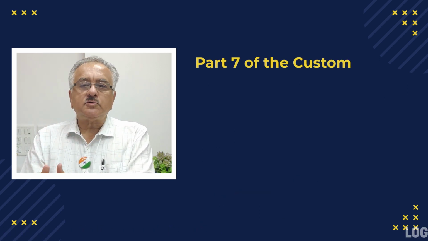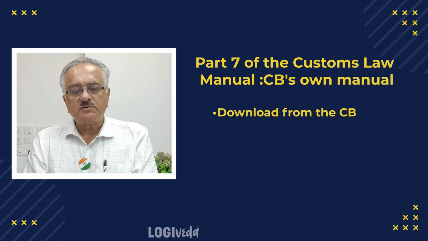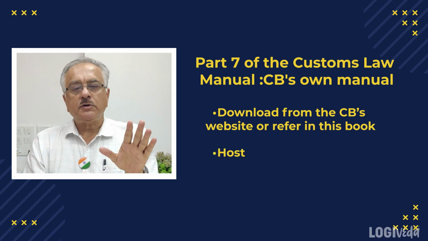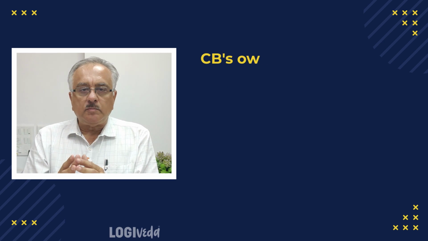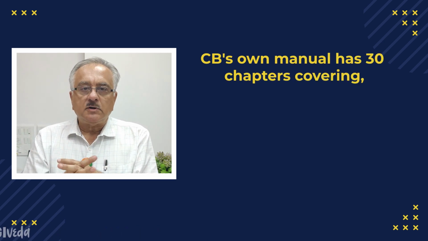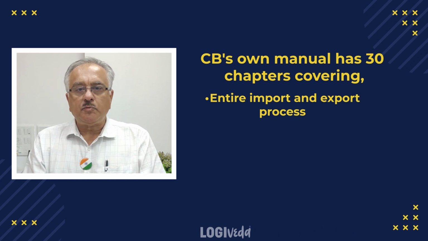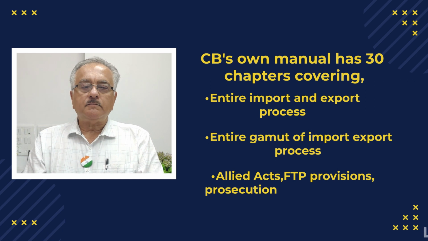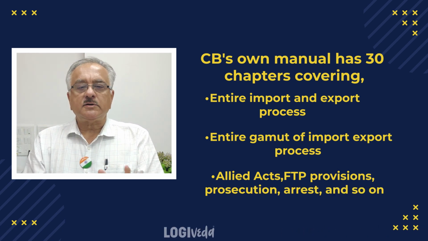Part 7 of the Customs Law Manual, friends, is CBIC's own manual, which you can download from the CBIC website or refer to in this book, and has a host of circulars, notices, instructions and press notes. The CBIC's own manual has 30 chapters covering the entire gamut of the import-export process, including the allied acts, the FTP provisions, prosecution, arrest, and so on.